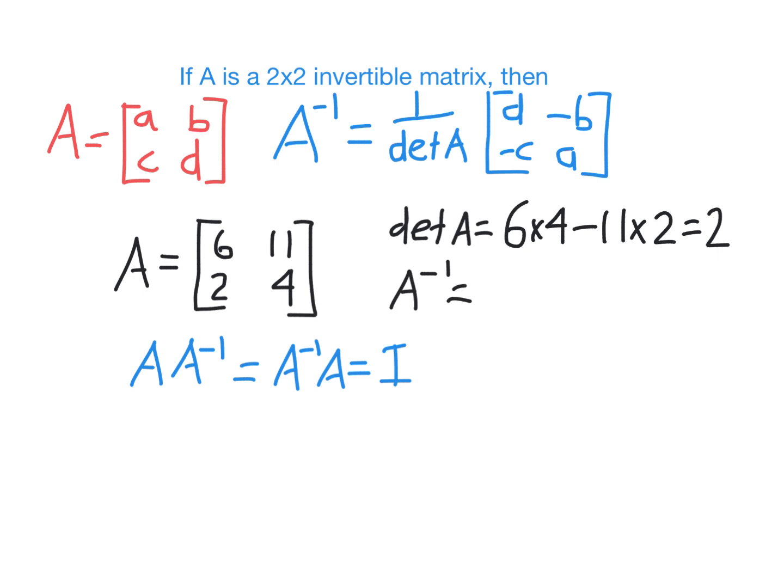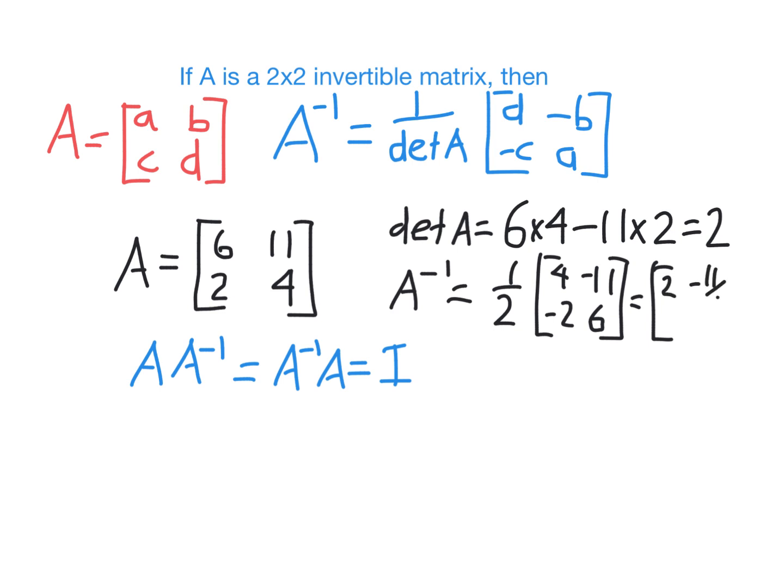So the inverse of A is 1 over the determinant. Now what you do with a 2 by 2 matrix, you switch the 2 elements on the leading diagonal and you change the sign of the other 2 elements. So to find what that is, I go a half times each of the elements of the matrix. So half times 4, half times negative 11, half times negative 2, half times 6.